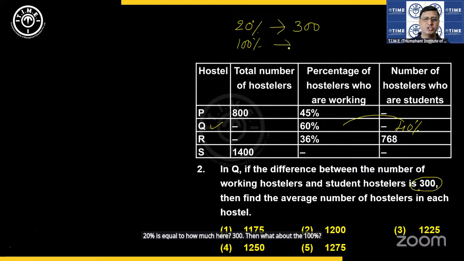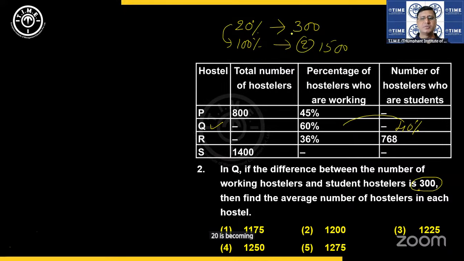Then what about 100%? 100% is equal to question mark. Simplify. It is 1500. How come? 20 is becoming 5 times, so make this 300 5 times. Now the value is 1500, so Q is 1500. What about the R value? Here 36% are working hostelers. Non-working hostelers, how many? 64%.